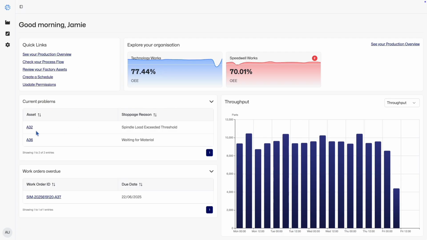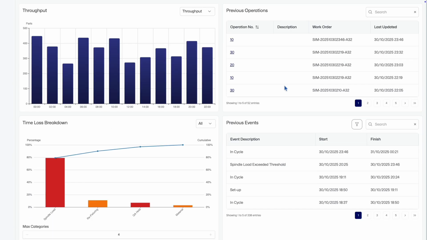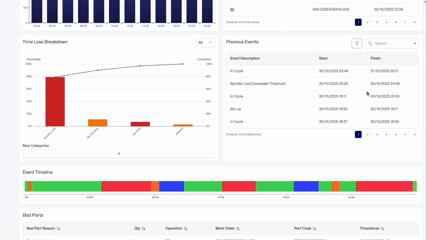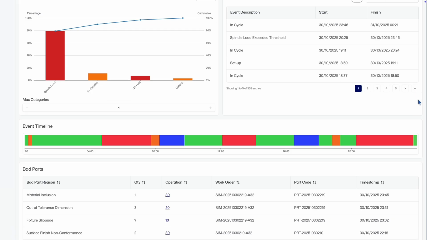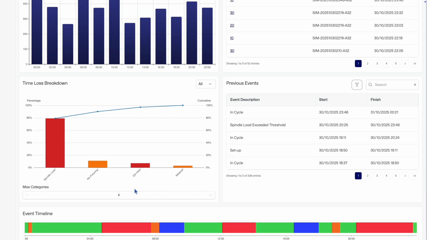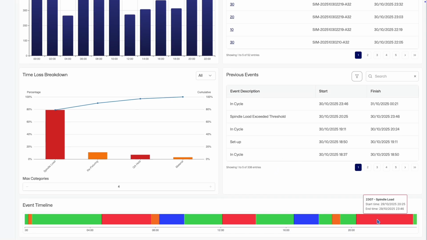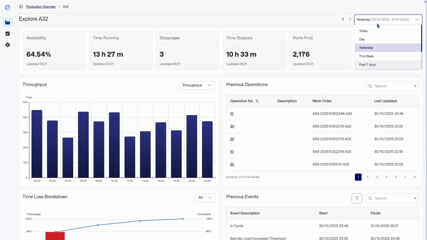With a single click, you drill into A32 to investigate further. Here on the machine detail page, you immediately see the full context of what happened. DataQI automatically calculates and visualizes time loss drivers. Looking at yesterday's data, the Pareto chart makes the root of the problem obvious. Spindle load stoppages again represent the majority of downtime. The event timeline tells the same story. Instead of manually piecing together alarms and logs, DataQI stitches events into a single, easy-to-read narrative.